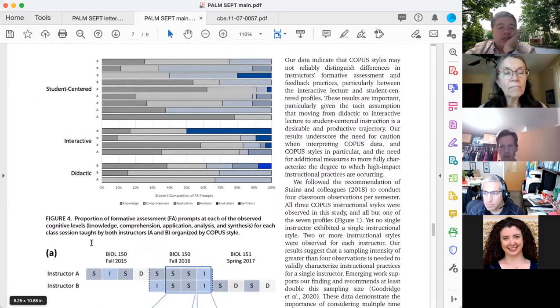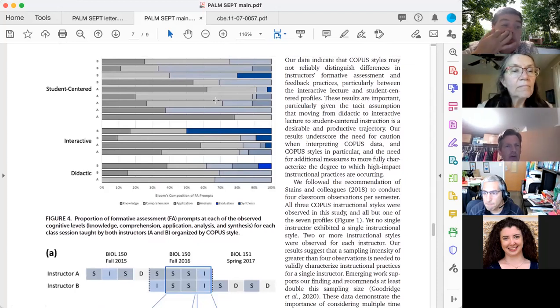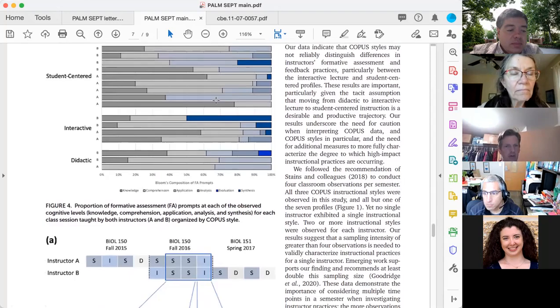So continue on, look at this in terms of the formative assessment with respect to Bloom's composition. We have knowledge, comprehension, application, analysis, evaluation, and synthesis. If we look at it in the three styles, what do we see in terms of patterns in the student-centered and interactive environment? Once again, not much to report in terms of a precise signature that can be tied to a distinct style.